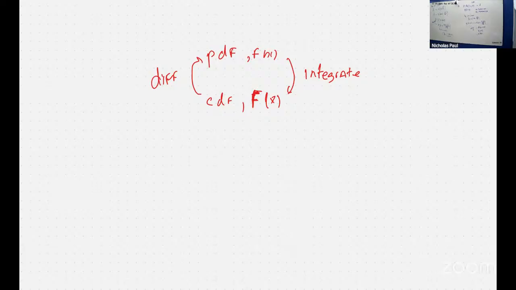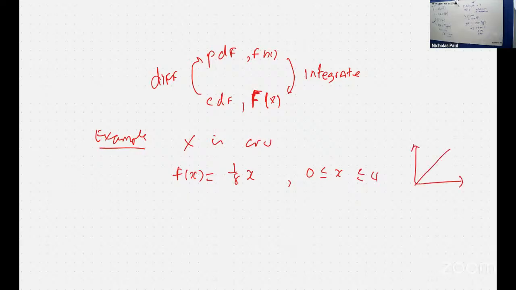All right? So let's try an example. Let's say x is a continuous random variable. f of x is equal to 1/8 x between 0 and 4. So we know what the function will look like. 1/8 x might look something like this between 0 and 4. First time we're going to try one of these. Let's see if we can find the cumulative distribution function and then sketch it.